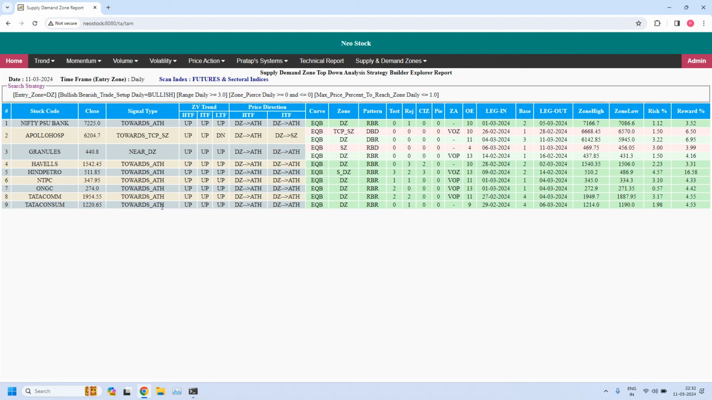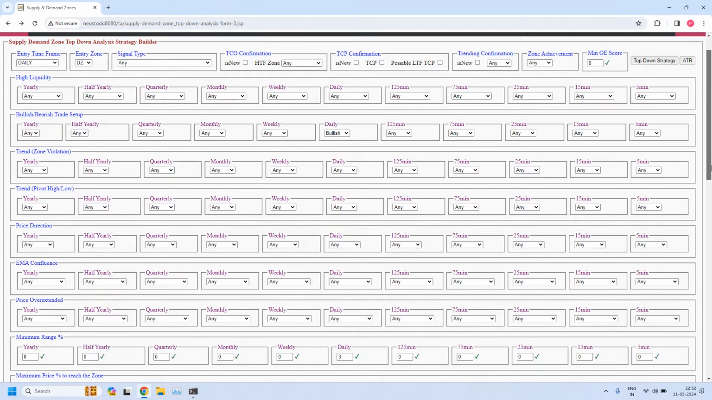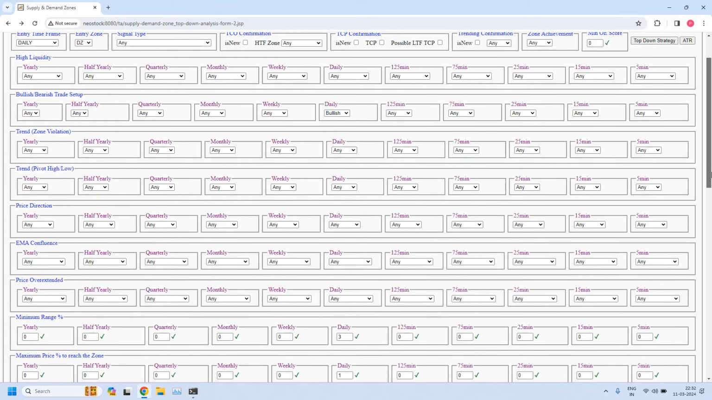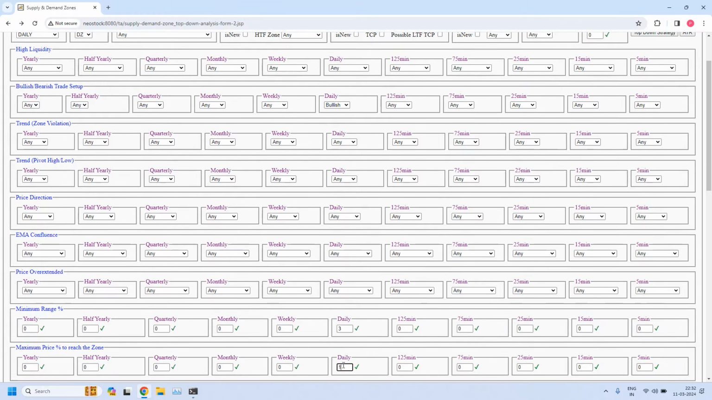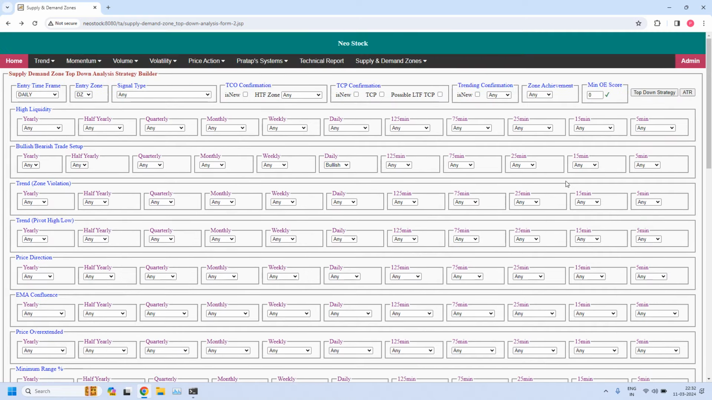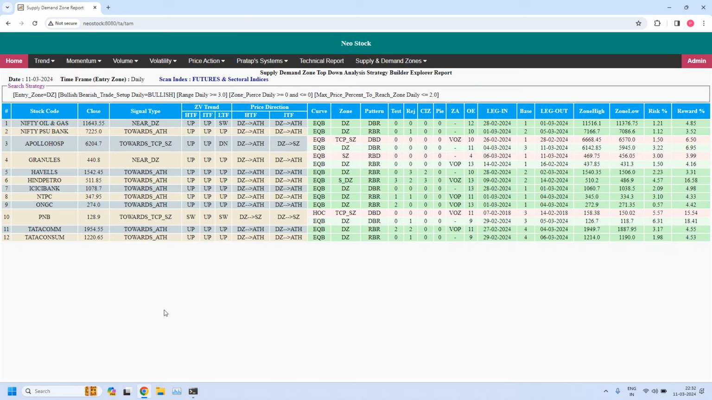So we have 9 stocks. We will see within 2% also. If the list is good enough, we will stop there. Otherwise, we will look into even 3%. I'm going back. I'm changing the value to within 2% of the demand zone. So these 12 stocks are filtered.